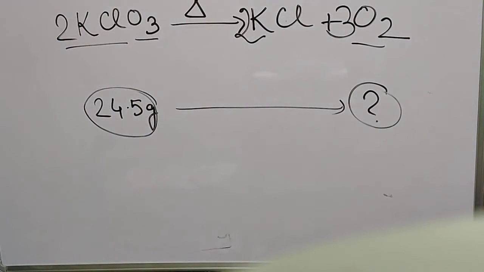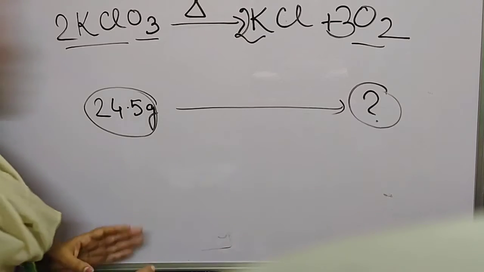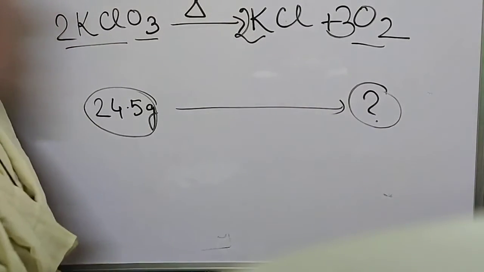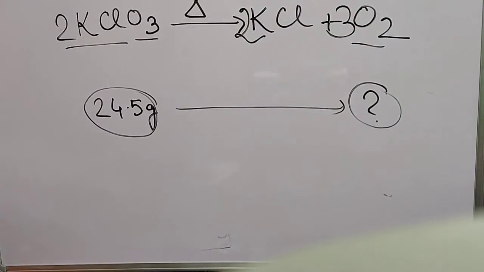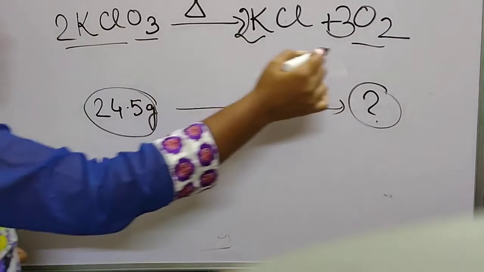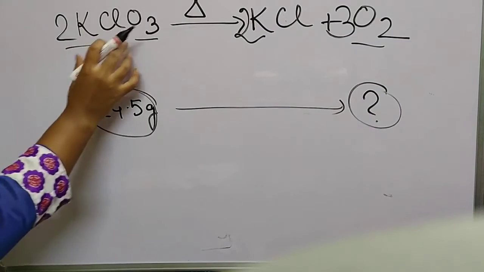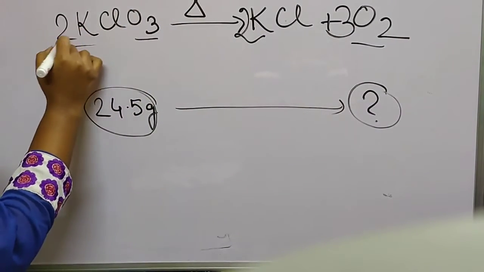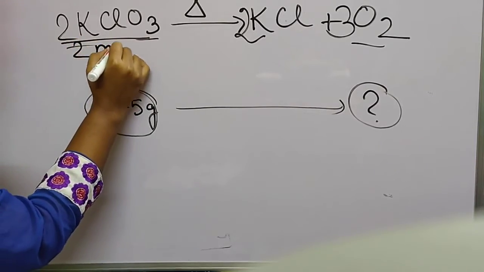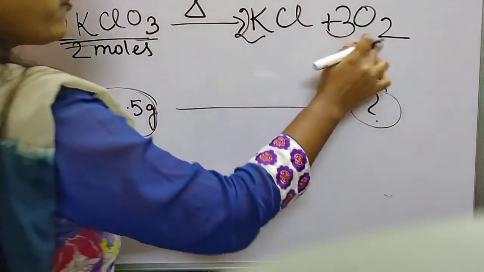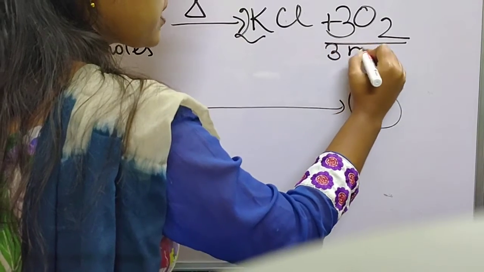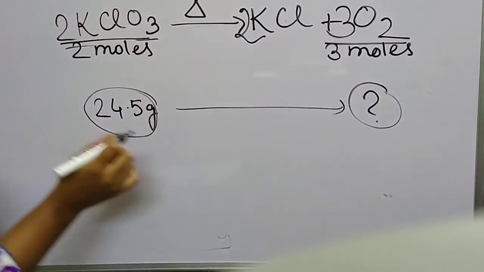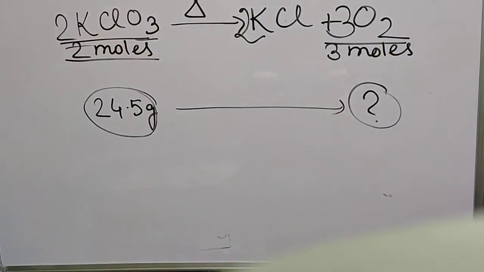So the mass of KClO3 is given in the question and you have to calculate the mass of oxygen. So what we need to do here: for solving this we have to use the unitary method. So we have to first calculate their weights by using their molecular weight. So what is the number of moles for KClO3 here? That is 2 moles, and for oxygen it is 3 moles.